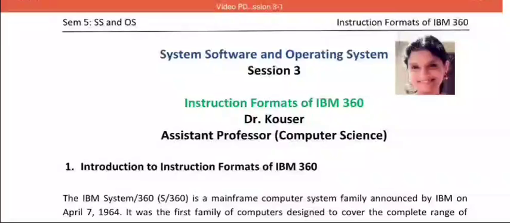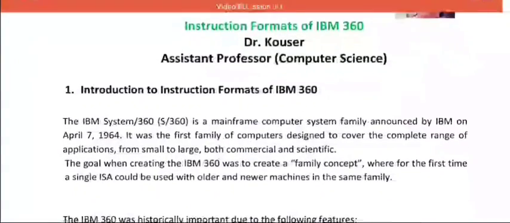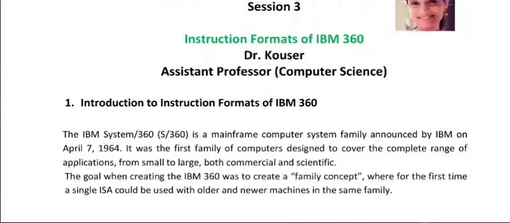The Session 3 is on instruction formats of IBM 360. Coming to the introduction to the instruction formats of IBM 360, let us see some background about how IBM 360 started. The IBM System 360 is a mainframe computer system family announced by IBM on April 7, 1964.